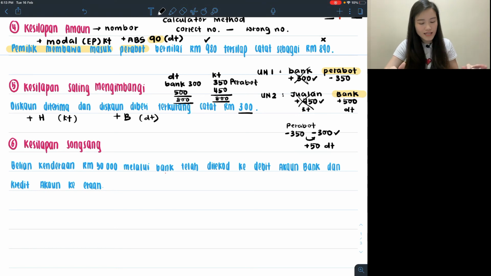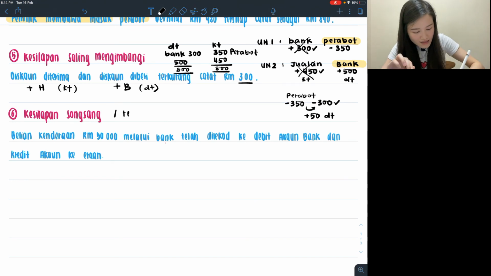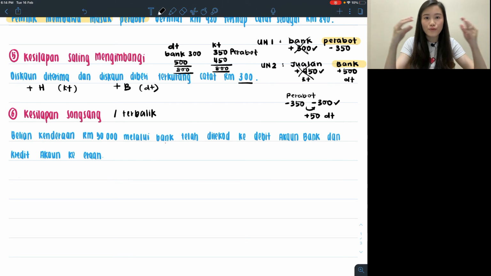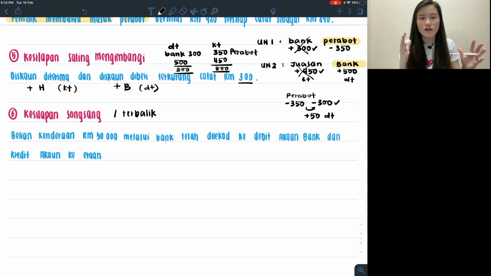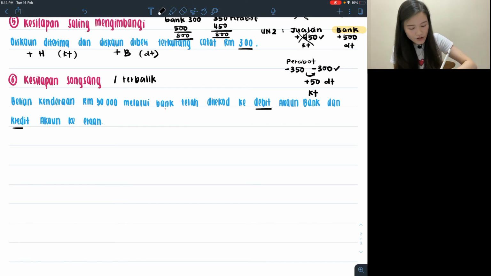Okay, now, so finally, kesilapan songsang. Songsang can also be known as terbalik. Means I accidentally put on the wrong position. So both are correct, but I just put the debit item to the credit side. Credit item put until debit side already. So how to solve that problem? Very easy mah. Just change back the position. No? So whatever that they say debit, you change back to credit. Whatever that they say credit, you help them change back to debit side.